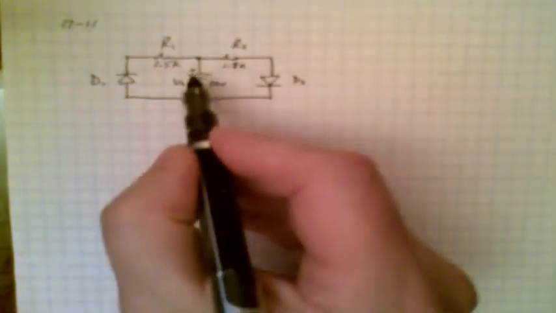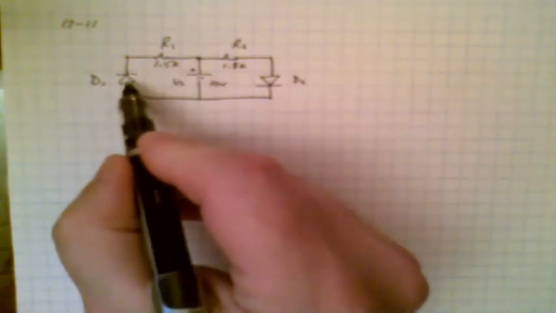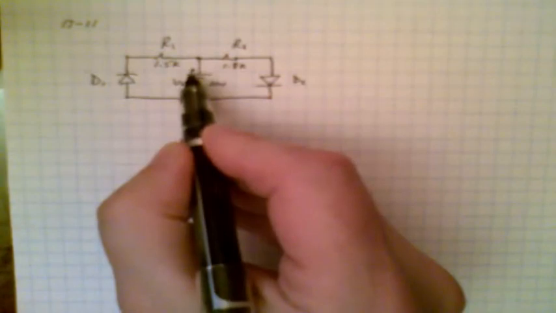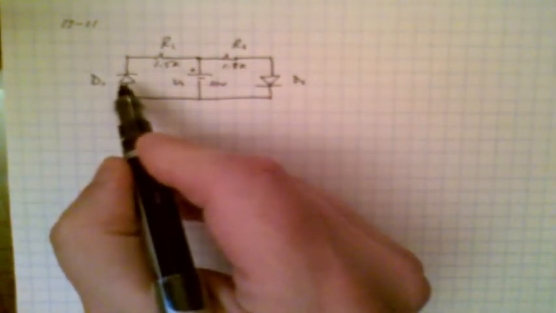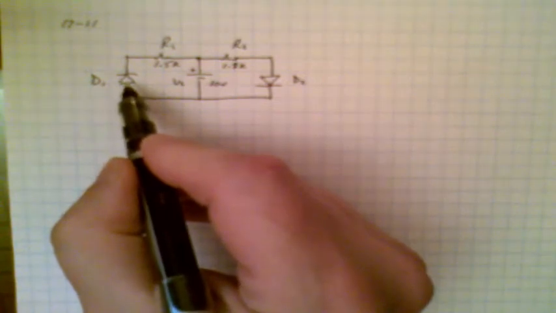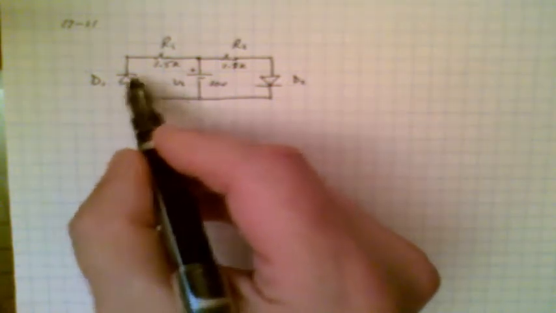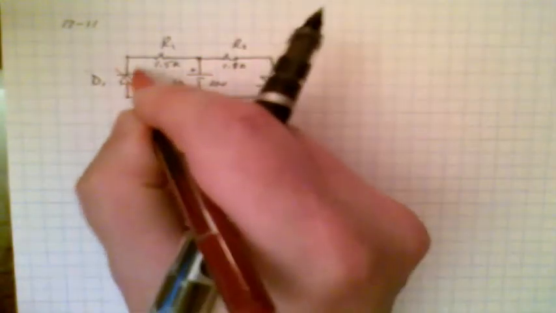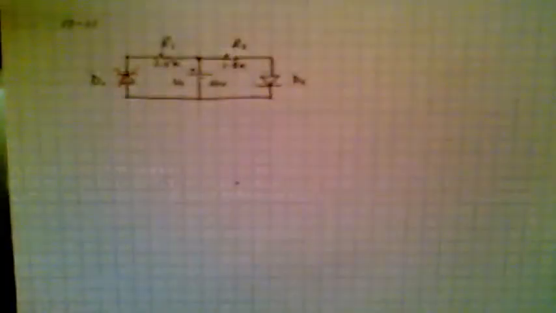First of all, we'll notice that in this particular diode, the cathode is attached to the positive end of the battery. That means that this diode over here is in fact reverse biased. That means it's not passing any current, and in fact we could safely remove it from the circuit and the circuit wouldn't even know it was gone.